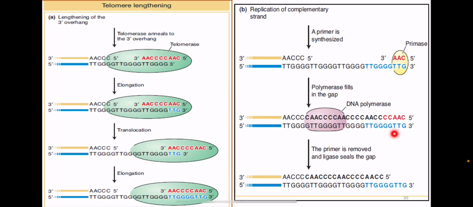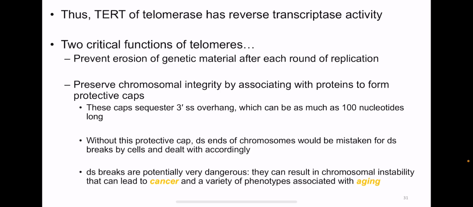So even though the end replication problem is not solved, you are not going to lose the information you're supposed to lose. Initially you were missing this part, ACC, from the GTT parts. So you were missing all these parts, but now you are missing only this. So it will take a longer time, or numerous cycles of replication, to lose the information you would have lost if the telomeres weren't available. So even though the telomeres help with the end replication problem, they can't do away with it completely.